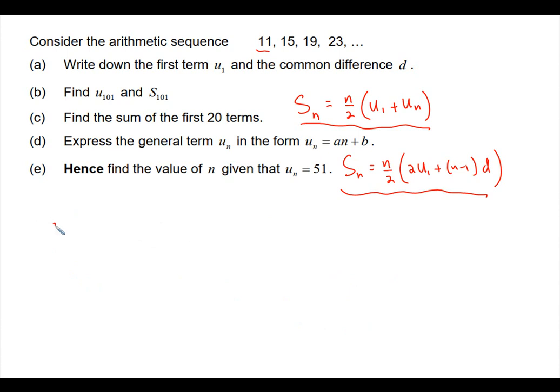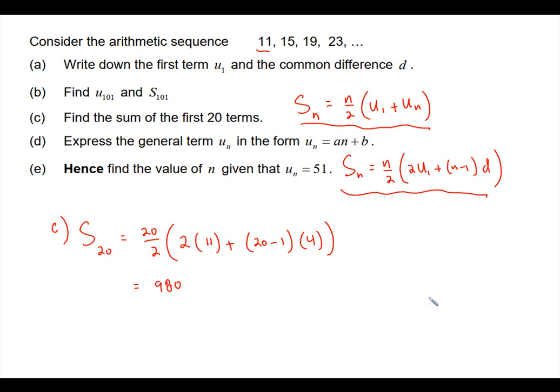Alright, so let's take a look at part C now. So part C says find the sum of the first 20 terms. So we want to find the sum of just the first 20 terms. Now since we don't know the 20th term, we don't know the last term in this sequence. So I'm going to use this other version of the sum formula. So the sum of the first 20 terms will equal 20 divided by 2 times 2 times the first term, which is 11, plus n, which in this case is 20, minus 1 times d, which we know is 4. Okay? So we're going to put all this in the calculator and we're going to end up with 980.